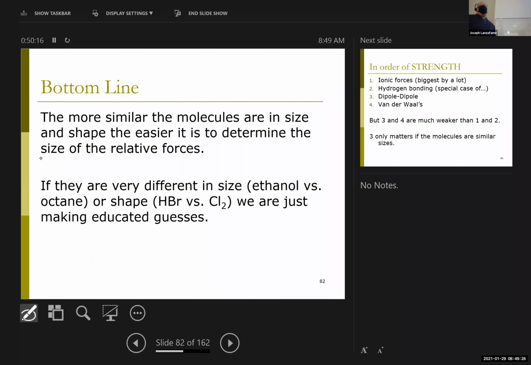And so the bottom line is I am most confident if I'm making this comparison based on molecules that are similar in size and shape. It is really, really hard. I mean, I looked up the boiling points here, obviously, to tell how big my caterpillar has to be before the cumulative effect of the van der Waals forces is greater than the hydrogen bonding.